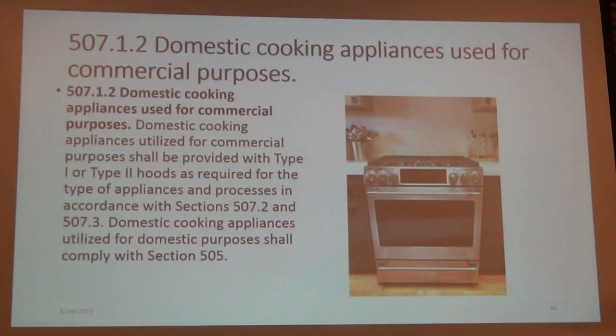Domestic cooking appliance used for commercial. I don't even know why they put this in the code, because the statement in itself is a violation of the code. It's not listed for commercial use. Exactly, and the same thing the other way around. Commercial appliances, you can't put in a residential. It's saying for commercial purposes, and it says you can use that in a restaurant. You can use a domestic cooking appliance in a commercial building, which is a restaurant, but not the other way around. You can't use a commercial appliance in a residence.